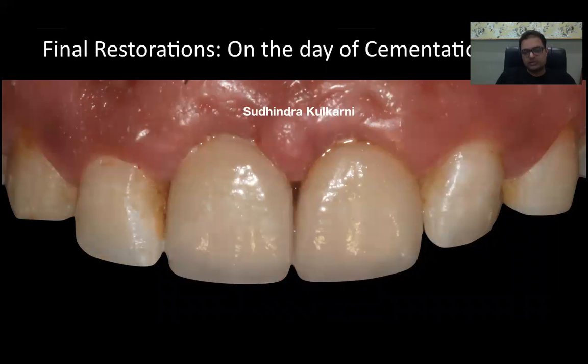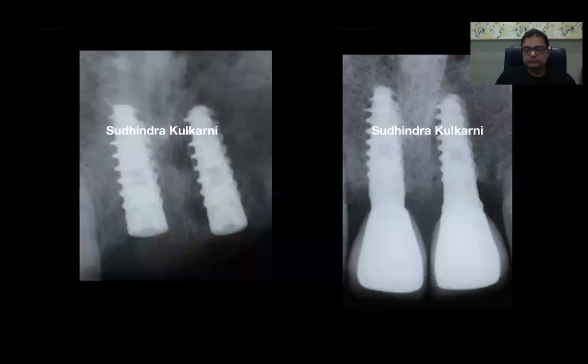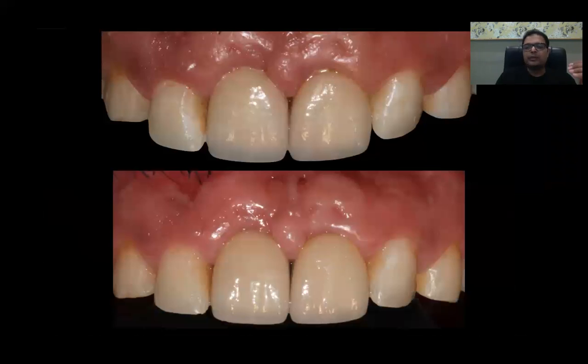And that's how the restorations look. By the time we restored this case, it looks as beautiful as it can be. And that's the two implants. You can see the inter-implant bone is much higher than the buccolingual bone, and the inter-implant papilla looks very beautiful. The lower photo is at the end of nearly 3 months of follow-up, and the tissues only look better as compared to the day we had cemented it.